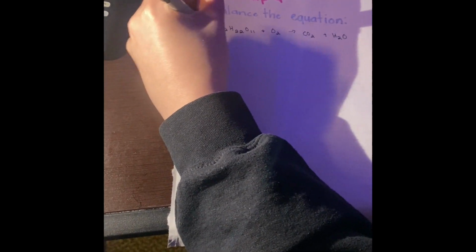From chapter 4, I'm going to be balancing the equation. So here we have sucrose, oxygen, carbon dioxide, and water. How I like to do it is I set it up with each of the elements in the reactant and the product side. So we have C, carbon, hydrogen, and oxygen.